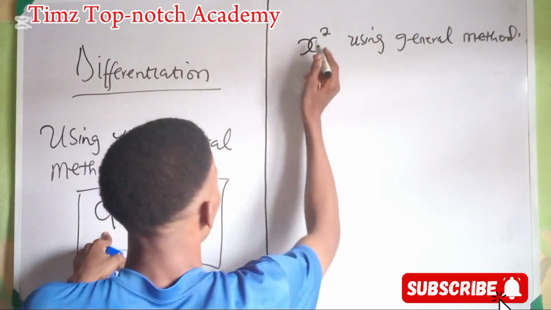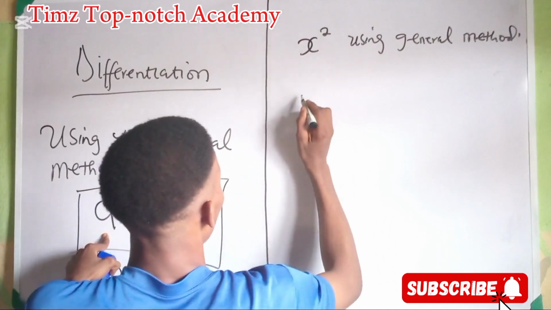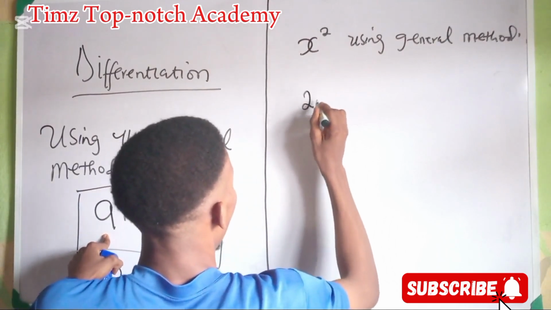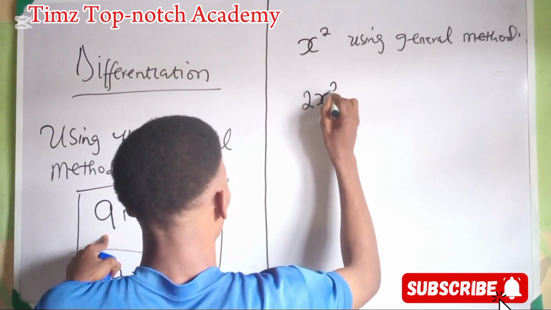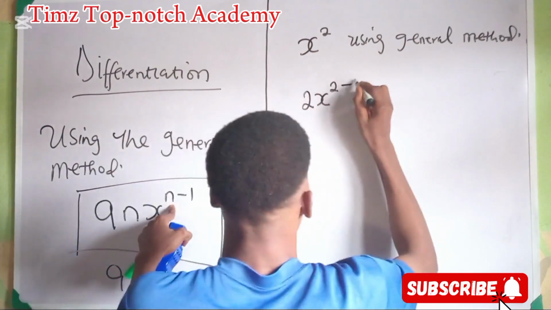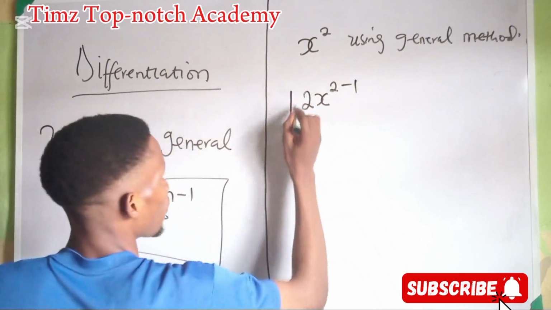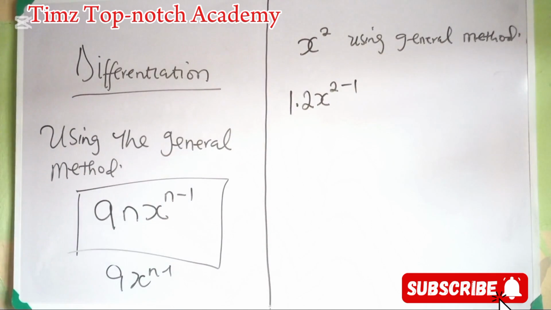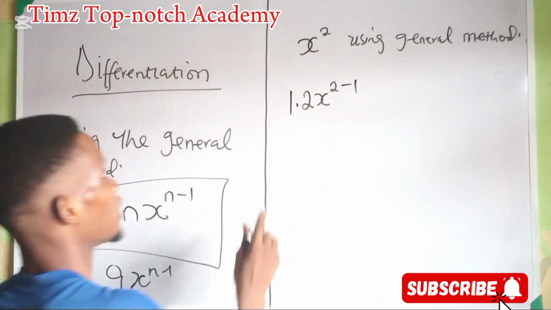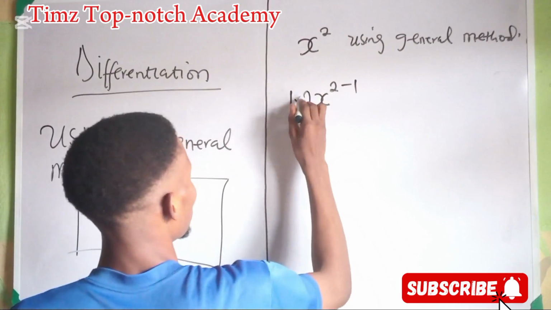So it will not be that this one is coming here. It will be 2 x raised to what? 2, which is what is here, minus 1. That's how you solve it. So it will be like 1 multiplied by, do you understand? That is not 12. This is multiplication. Let me use this so it will not confuse you.